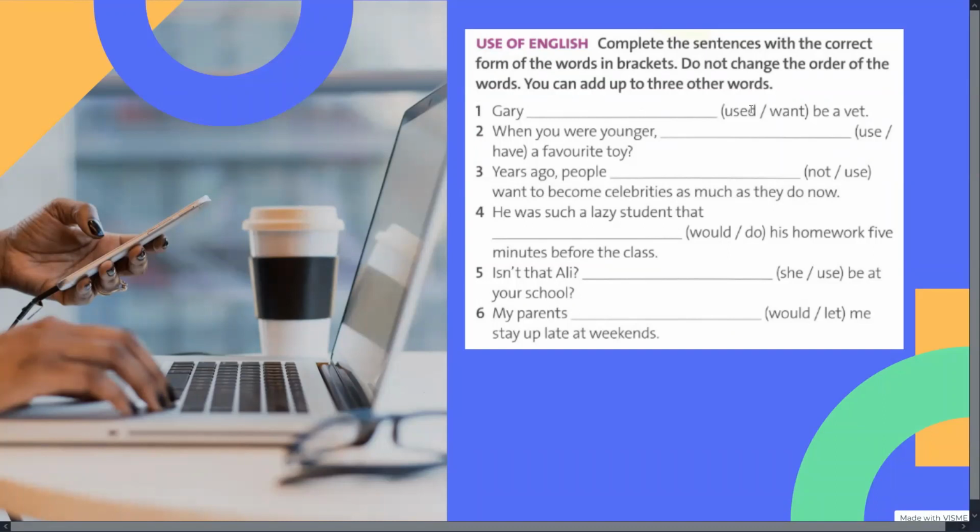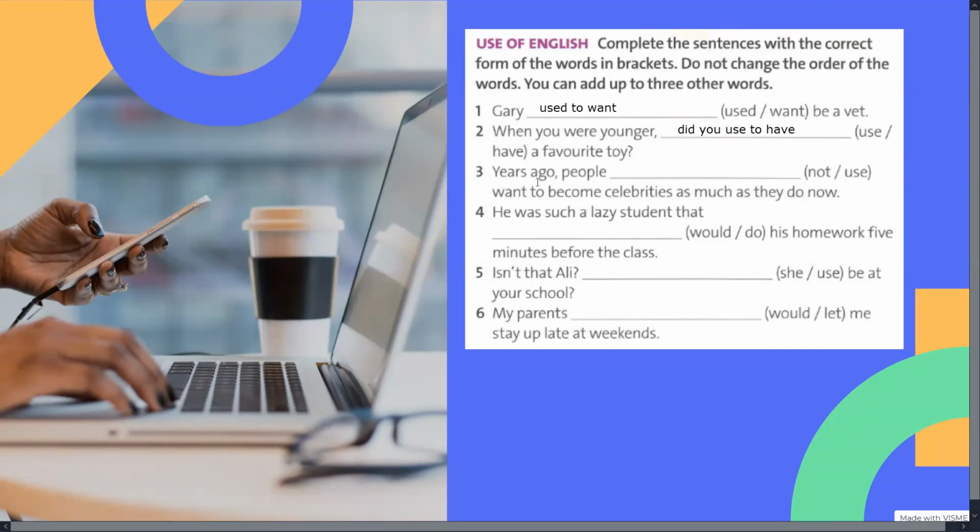Okay, let's see. Gary used want to be a vet. So we have used, so we're going to use used to want. He used to want to be a vet. When you were younger, used have a favorite toy. Did you used to have? Now we added how many? We added 3. Did you and do. So when you were younger, did you used to have a favorite toy? Or it would also be easy to say, did you have a favorite toy? But this is more necessary because we are learning this right now.